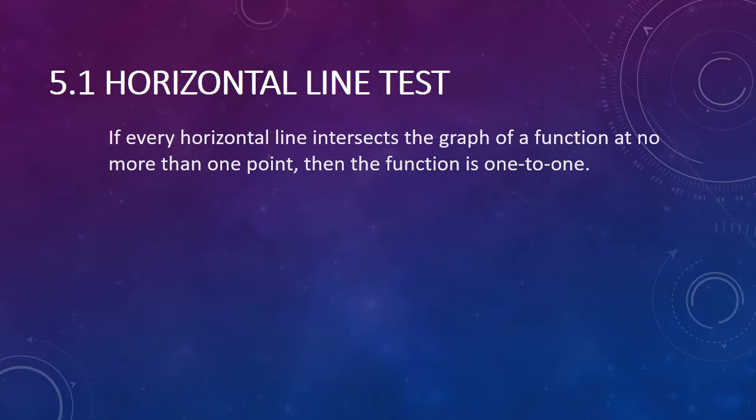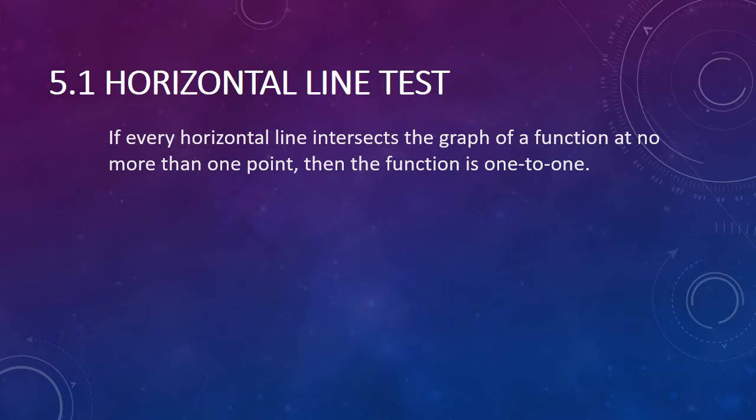Now the horizontal line test lets us check to see if a function is one-to-one by graphing it. We know that to test to see if we have a function, we can use what's called the vertical line test. The vertical line test is where you can draw a vertical line anywhere, and it will only intersect the graph, the curve, at one point. The horizontal line test is used on functions to see if the inverse of the function is also a function. In other words, if it's one-to-one.